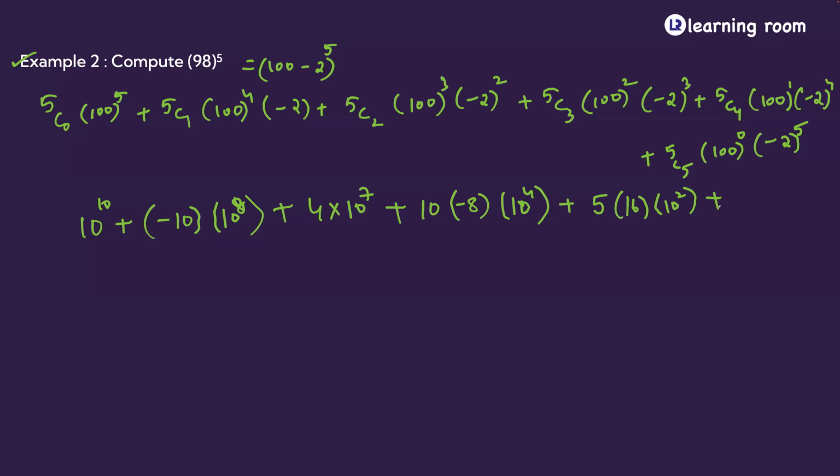Plus 5c5 is going to be 1. 1 into minus 2 to the power 5, so minus 32. So we need to solve everything. Collect all the positive terms, negative terms, add and solve it. So it is going to be 10 power 10.